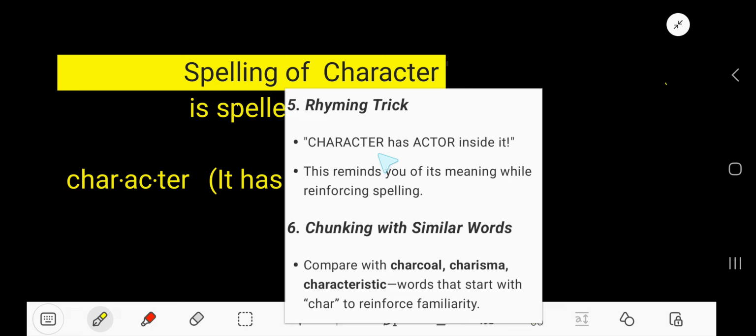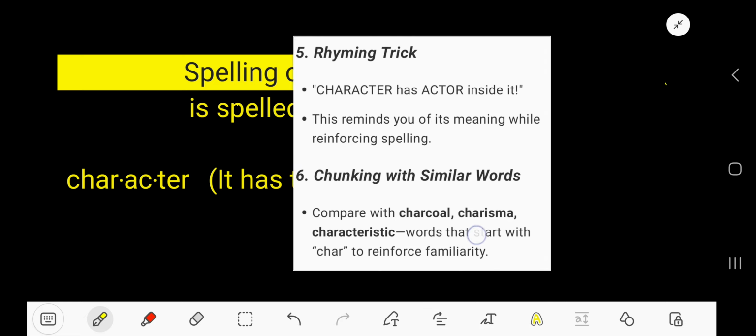In character, look, character has actor inside. Say it twice or three times. Actor, from actor you can consider ACT, right? Actor has a character, we say. So ACT, actor. If you can remember it like this, character has actor inside it. So ACT you can easily remember, and at the end we are adding ER.